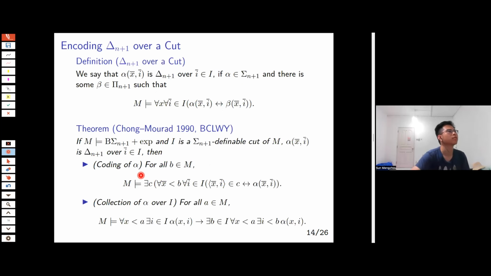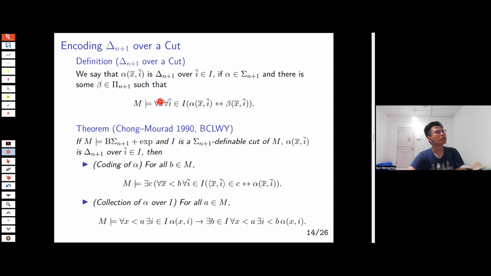So what does this provide us? This is called encoding delta m plus 1 over the cut. Usually we say a formula is delta m plus 1 if it is equivalent to both a sigma m plus 1 and a pi m plus 1 formula for all parameters in the model. But here it is a slightly generalization. We say alpha is delta m plus 1 over some cut I if alpha itself is sigma m plus 1, and there is some beta, which is pi m plus 1, such that the equivalence only holds for parameters in the cut I.